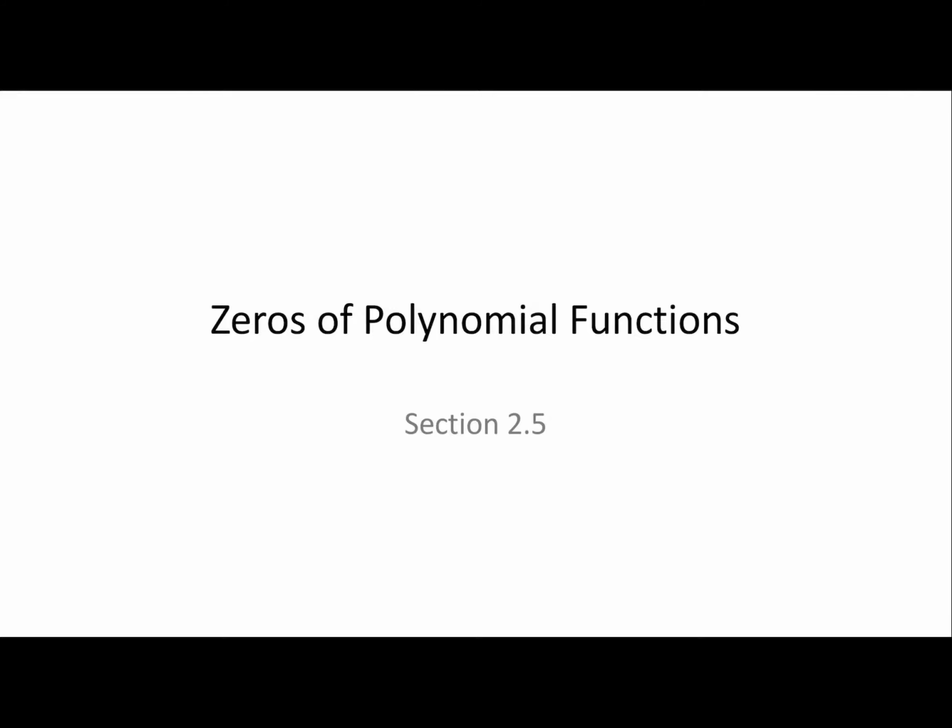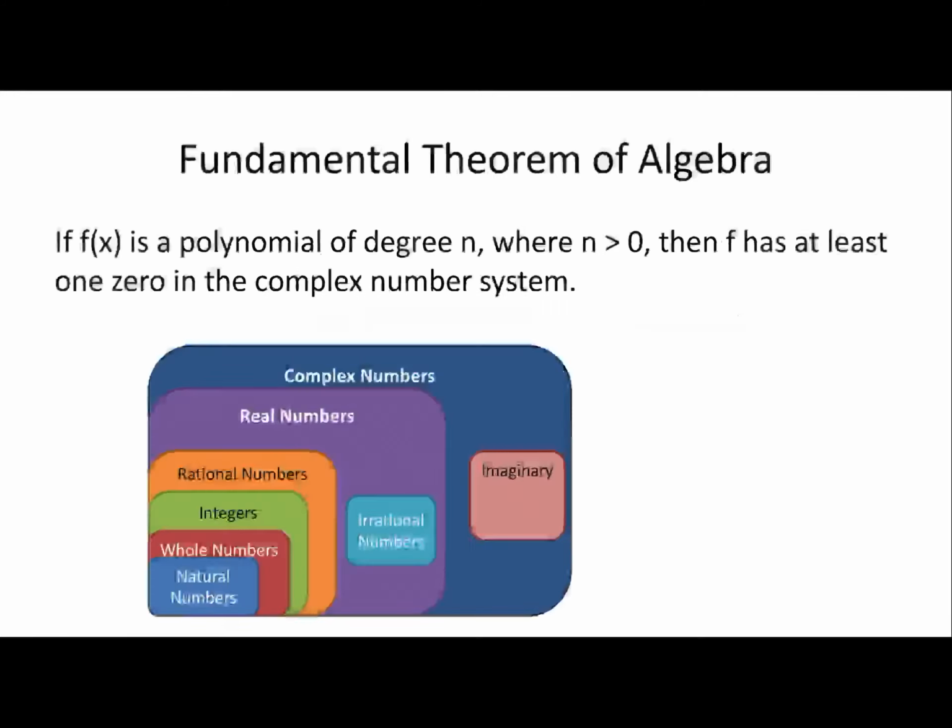The topic of conversation is zeros of polynomial functions. The fundamental theorem of algebra says that if f of x is a polynomial of degree n, provided n is greater than 0, then f has at least one zero in the complex number system.